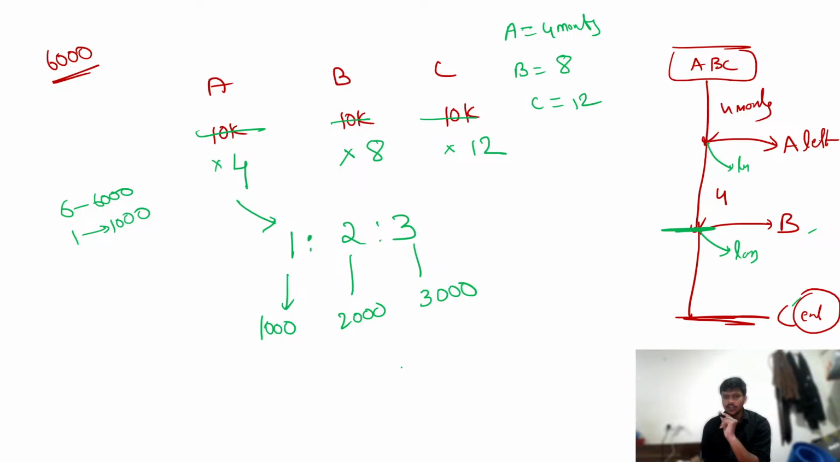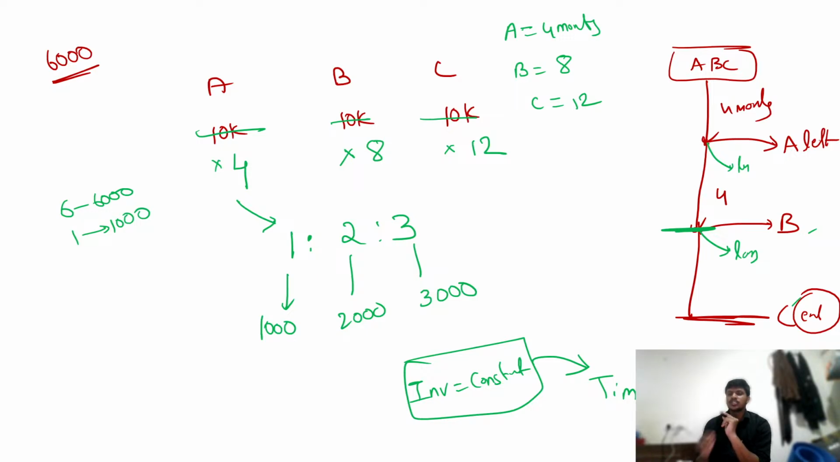So remember, whenever your investment is constant, you have to give the profit according to their time period. Who is staying more, you have to give them more. Who is staying less, you have to give them less. If it is clear, type yes. If you are having any doubt, let me know in the chat box. Otherwise, type yes. We will move on to the next one.